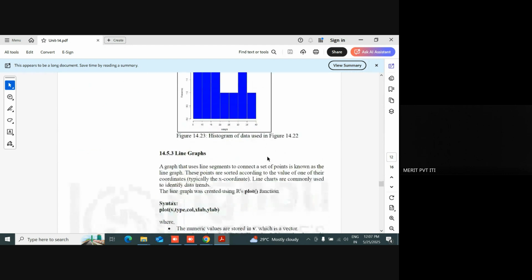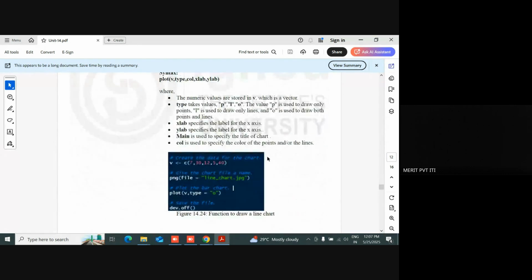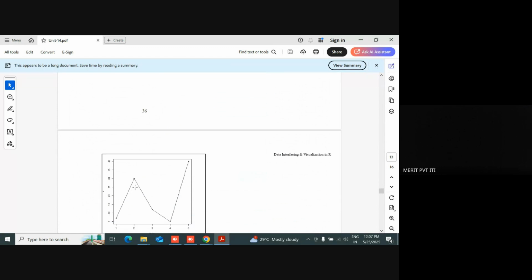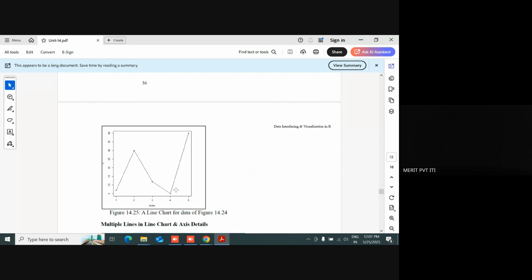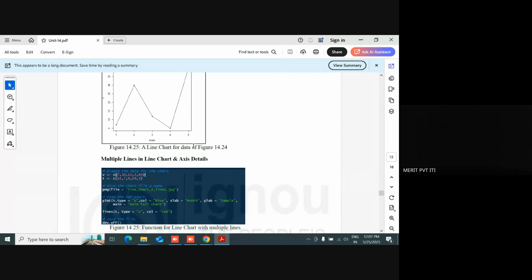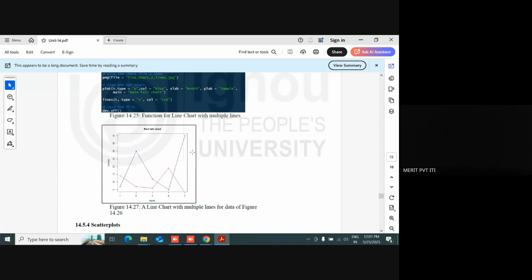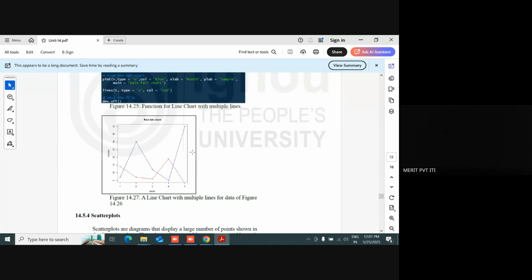लाइन ग्राफ, उसके लिए ये सॉफ्टवेयर है. ये लाइन ग्राफ बन गया. This is a line graph. It can be any type of curve. ये लाइन ग्राफ, मल्टीपल लाइन ग्राफ बन गया. जैसे line chart and multiple lines.